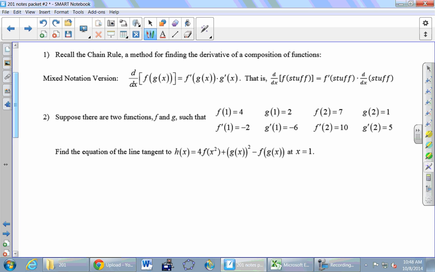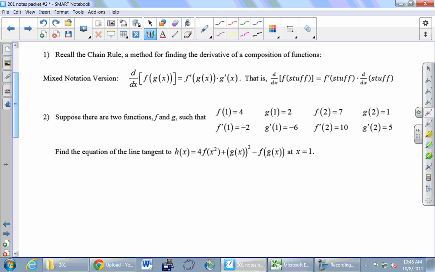And what we're going to do is find the equation of the line tangent to this new function, h of x, some third function. And this third function is 4 times f of x squared plus g of x, the whole thing squared, minus f of g of x. Some complicated combination of f's and g's. And we want the tangent line to that new complicated function at x equals 1. All right, so this is going to push us. This is a tough problem.